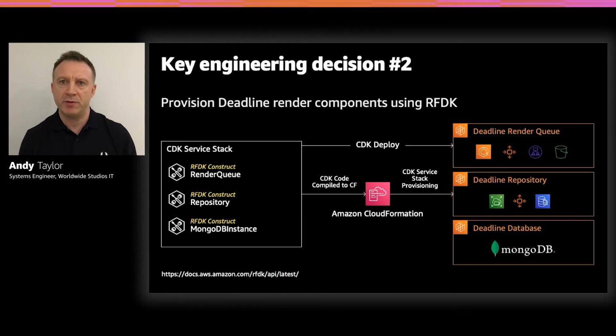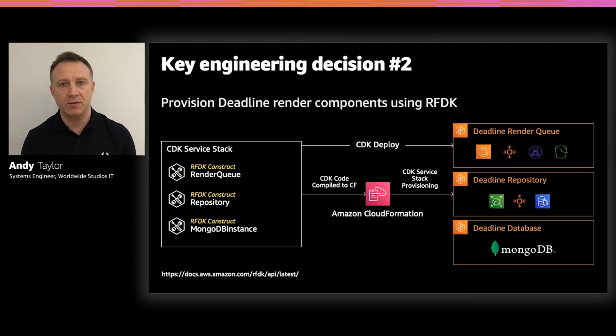Now, as I mentioned in the previous slide, in the service stack we start to introduce RFDK constructs. Now the Render Farm Deployment Kit, as Peter said, is a complete library of software constructs that enables you to define, deploy and manage your Deadline render farm. So all we needed to do to deploy the Deadline components of our infrastructure, so in this case the render queue, the repo and the database, is define the properties of those components and then call the associated RFDK construct in our CDK code.